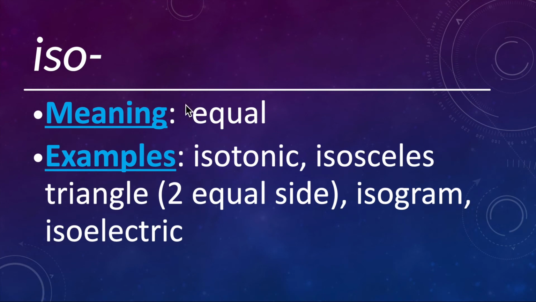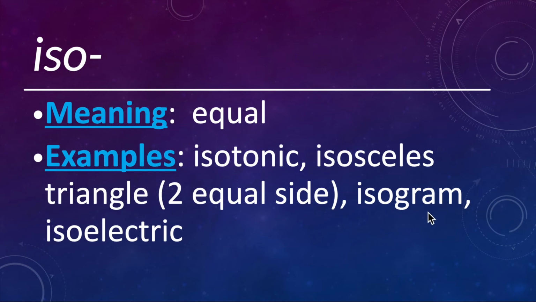Iso means equal. So isotonic refers to two solutions that basically have the same amount of stuff dissolved in them. So it's isotonic. They're equal solutions pretty much. Isosceles triangle has two equal sides. An isogram, gram means to draw, so these are lines that are of equal value, like we had our contour lines on our maps. Those are isograms showing equal elevations.